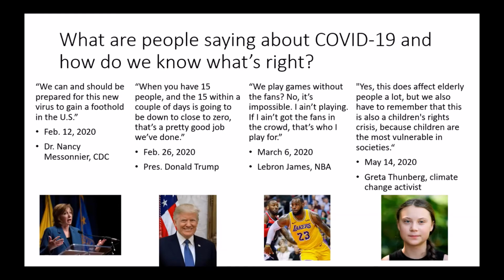A month later, LeBron James said, "We play games without the fans? No, it's impossible. I ain't playing. If I ain't got the fans in the crowd, that's who I play for." The context is that the NBA was thinking of shutting down or playing without fans, and LeBron was saying that he would not be accepting the possibility of playing without fans. And lastly, we have Greta Thunberg, who has recently been known as a climate change activist. She said that, yes, this does affect elderly people a lot, but we also have to remember that this is also a children's rights crisis because children are the most vulnerable in society. So how do we know who's saying what and what they're saying is correct?